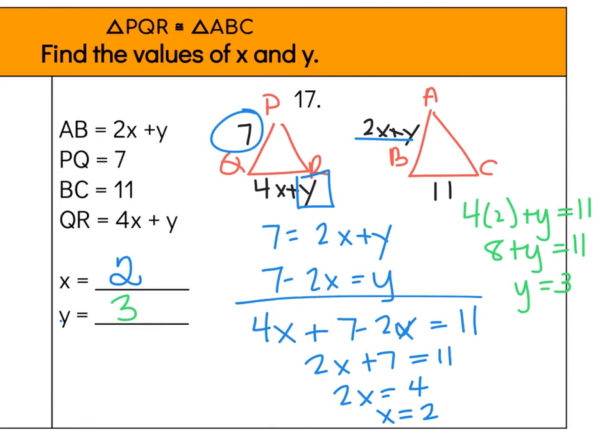So I plugged in this equation, 4x plus, all I did was take out y, and I plugged in 7 minus 2x, and I got x equals 2. Then I took x equals 2, plugged it into 4x plus y equals 11, and I got y equals 3.